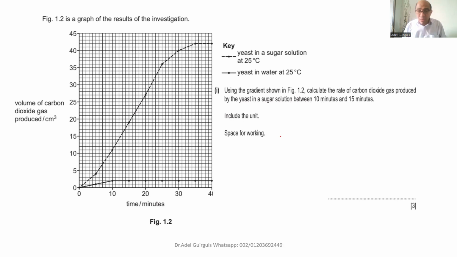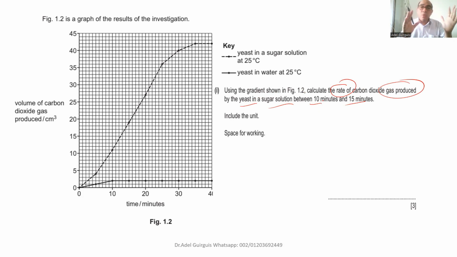Now the same figure again. What is the question? Using the gradient of the graph shown in the figure, calculate the rate of carbon dioxide produced by the yeast in sugar solution between 10 minutes and 15 minutes. Rate. What is meant by rate?